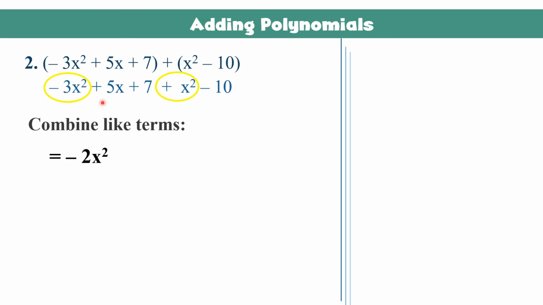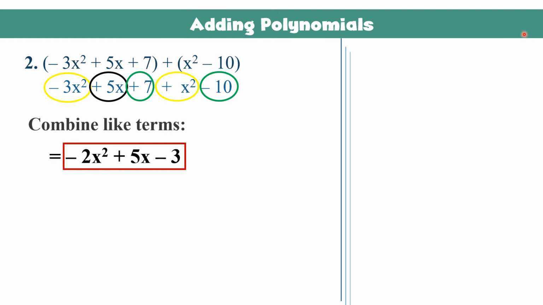Then, aside from that, we have here 5x. Let us look for a term with variable x. As you can see, there is no other term with the variable x. Therefore, we just have to bring down 5x. Then, for constant term, positive 7 and negative 10, again, different sign. So, subtract them and copy the sign from the larger number, and that's negative 10. So, your answer will be negative. 10 minus 7 will give us 3, or negative 3. So, the answer is negative 2x squared plus 5x minus 3.